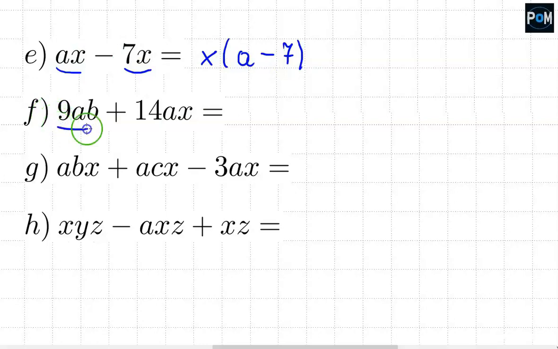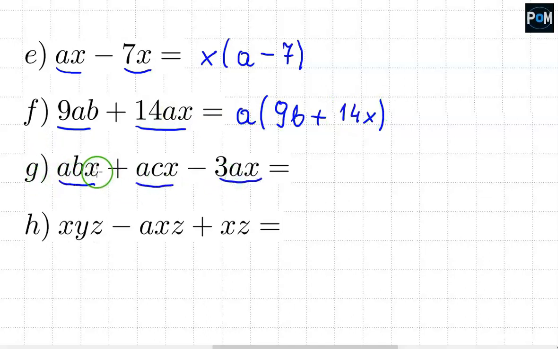In example F, from the number 9 and the number 14, we can't take out anything, but the letter a repeats. It's here and here. That's why we take a outside the bracket and see what's left after we have taken that a. From this first term, if we took away the letter a, we're left with 9 and b. From this second piece, since we removed the letter a from in front of the brackets, we are left with 14 and x. And that's it. In example G, we now have 3 such terms. What do we find repeating here?